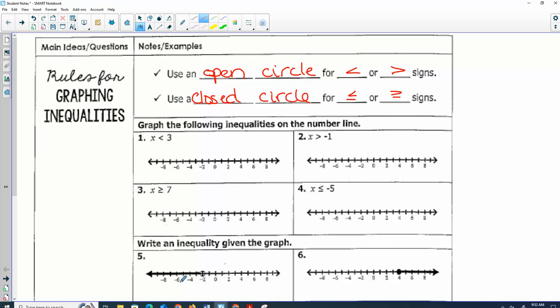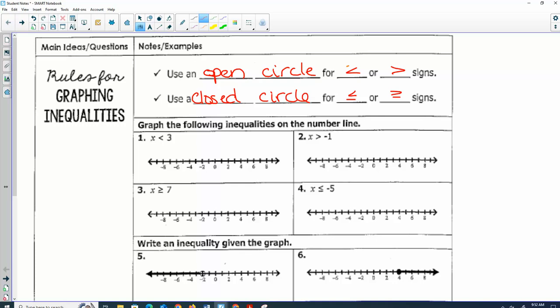Alright, so first we're just going to graph some inequalities and make sure we know what they mean. So we have to know the difference between less than and greater than. That is the first struggle. Less than is this symbol. So it's telling us we want everything smaller, so that would be everything to the left. Greater than is this symbol, so it's telling us we want everything bigger, so everything to the right.